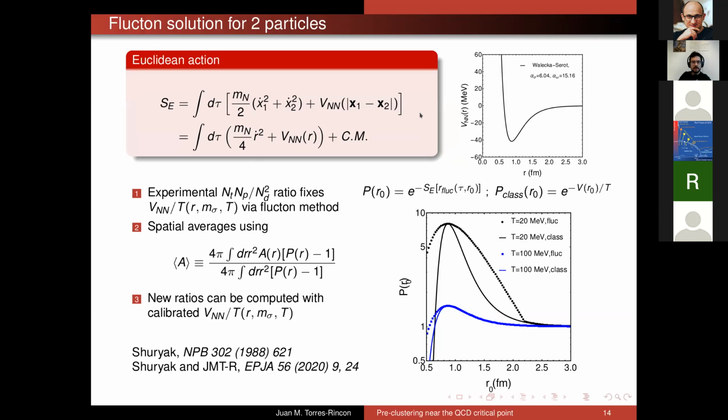Let me explain what this is. Basically, I consider two particles interacting through this potential here. This is the Walecka potential with some parameters. And then essentially you go to Euclidean time, and then you construct the Euclidean action for this system of 2 particles. Now you separate the center of mass motion from the relative distance, and you solve the path integral in the semi-classical way. So you take the classical solution of this action, and this is at finite temperature. And this is what is called the Feynman-Kleinert solution.